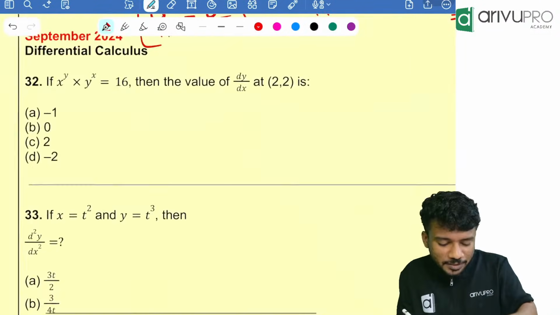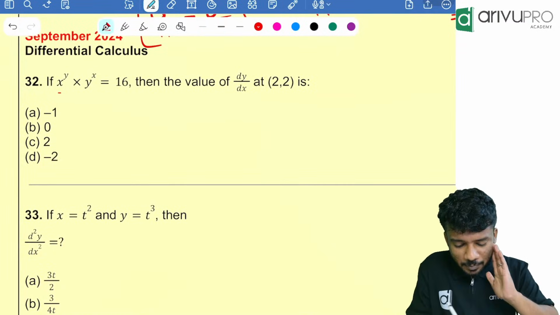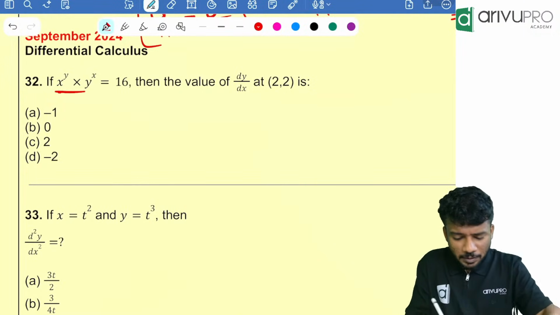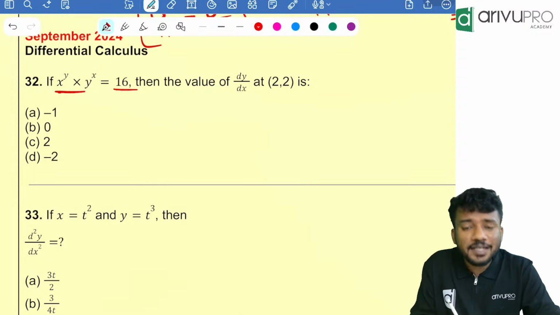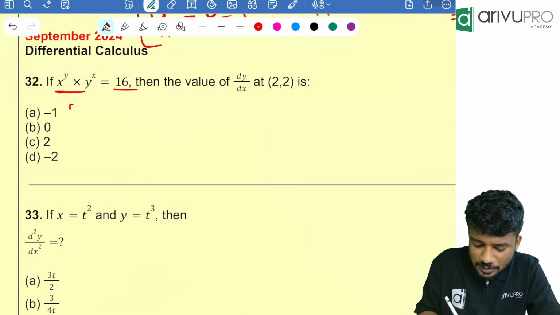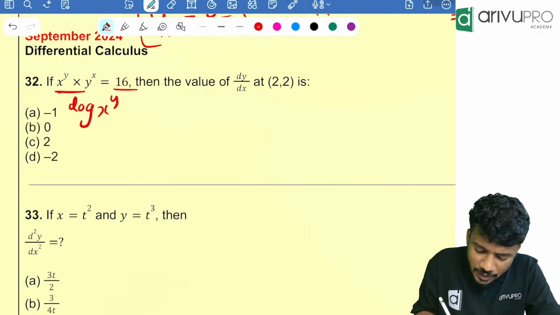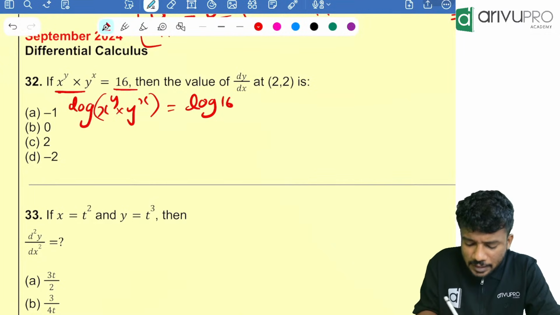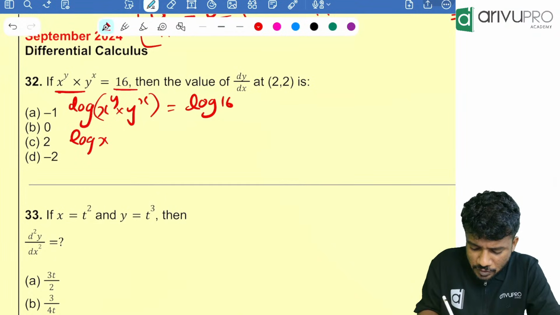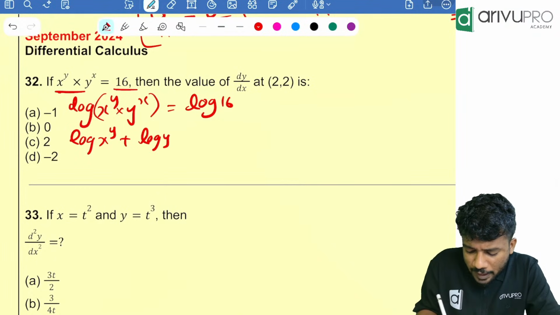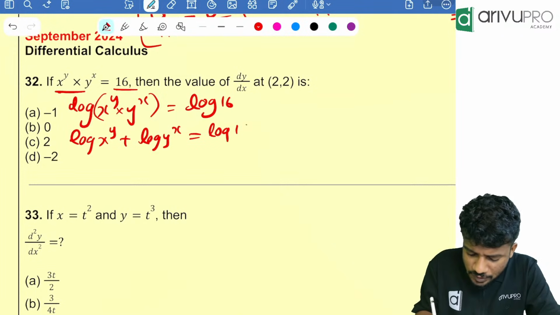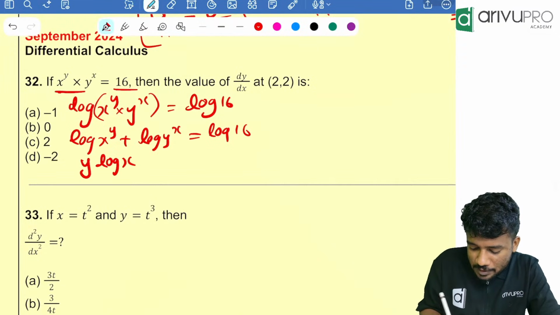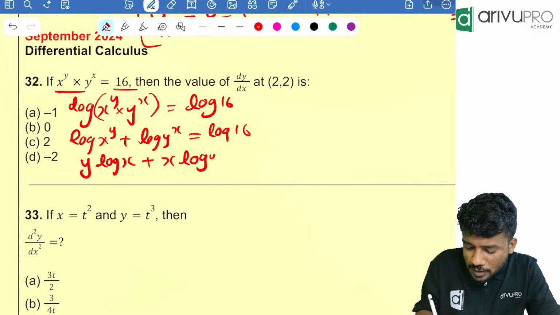Okay, next question, September 2024. People, the same question was there in your MTP also. So I think some of you might have watched MTP. So x raised to y into y raised to x is equal to 16. Apply log on both sides. That means log of x raised to y into y raised to x is equal to log of 16. Now it can be written as log of x raised to y plus log of y raised to x, which is equal to log 16. Again, we are going to use the same shortcut formula over here. So here it will become y log x plus x log y, which is equal to what?